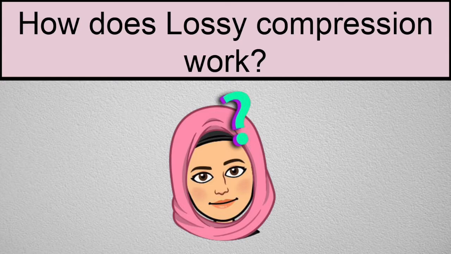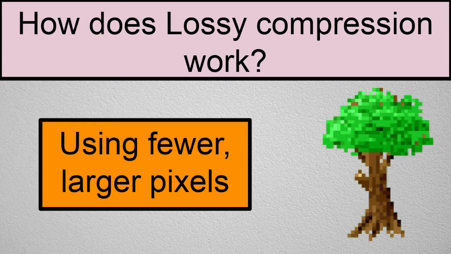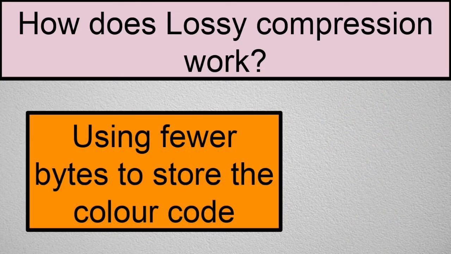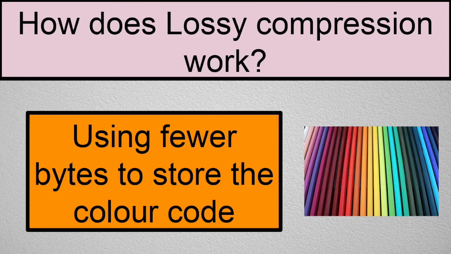So how does lossy compression work? Well, there are a range of different methods, and we'll go through a couple of them because these are ones you may be asked in the exam. So you can use fewer and larger pixels, but if you do it too much, then you'll end up with a very pixelated image like this one. You can also use fewer bytes to store the color code, but that would also mean that you would start to lose depth in color.